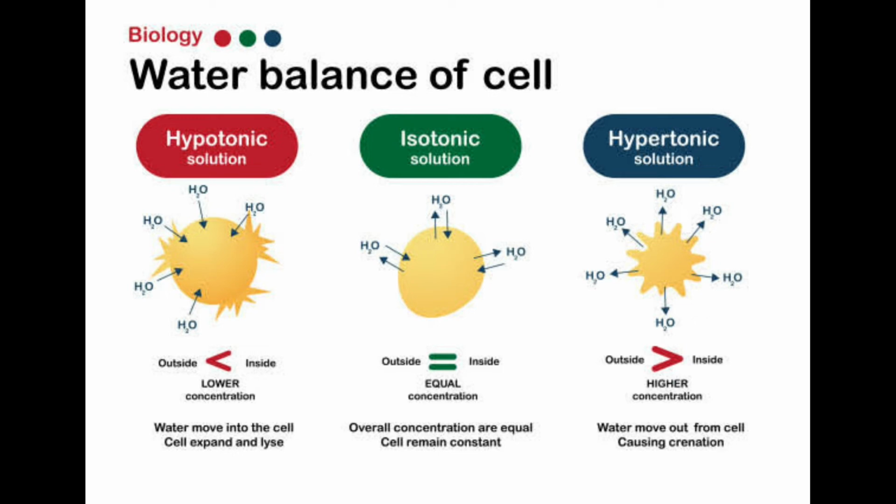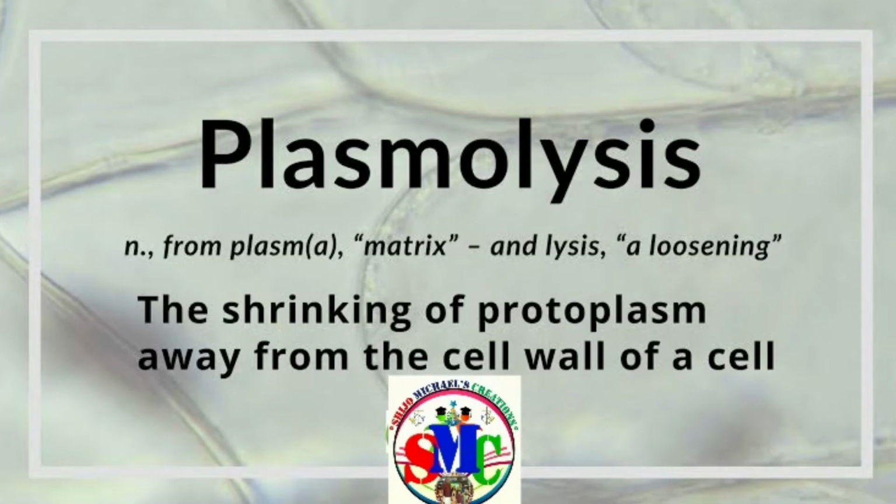So if you keep a cell in a hypertonic solution, what happens? Normally, water leaves the cell into the surrounding solution, thereby killing the cell. That is called plasmolysis. Remember once again, if you keep a cell in a hypertonic solution, water moves from the cell to the surrounding or external medium. Since the concentration of the external medium is much more than that of the cell, water leaves the cell, thereby killing the cell, and shrinkage of the cell is usually seen.